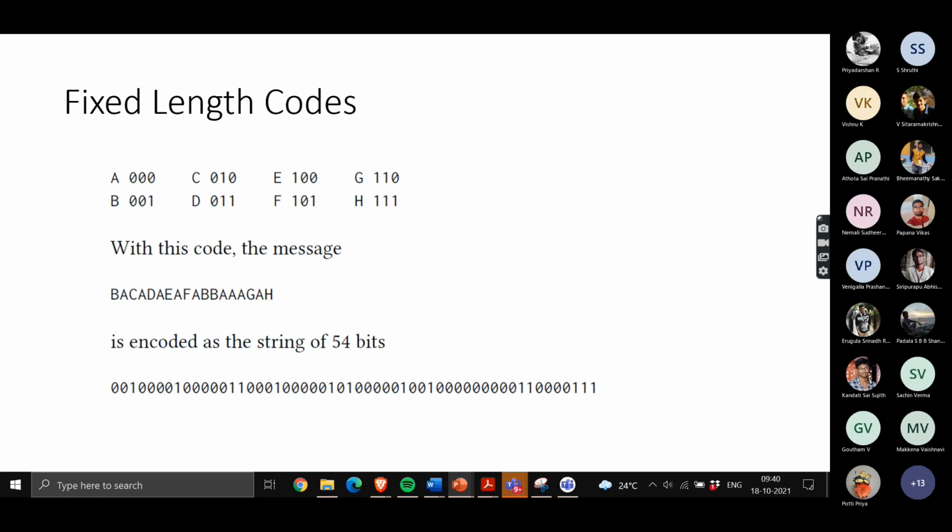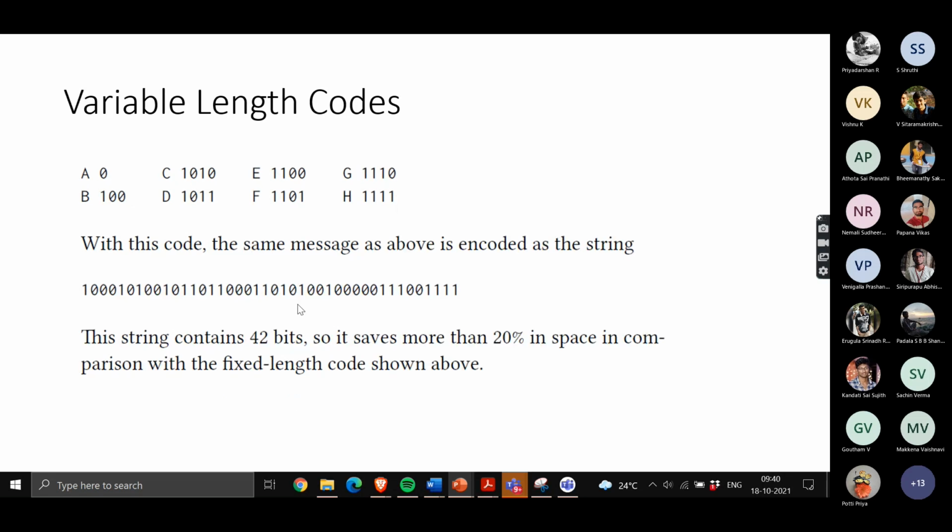For example, another thing is we can send the data faster in terms of communication. So when I want to send this particular string as well as this one, this second string will take less time, and also it will take less space. So we can save space when we are using variable length coding in our application.